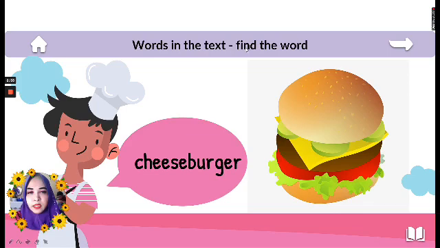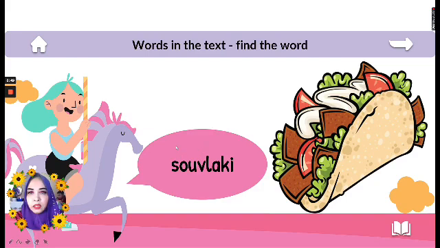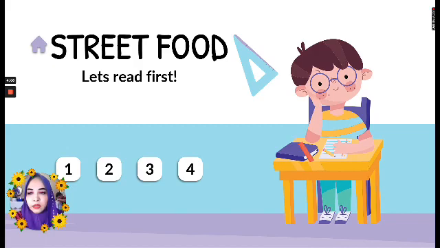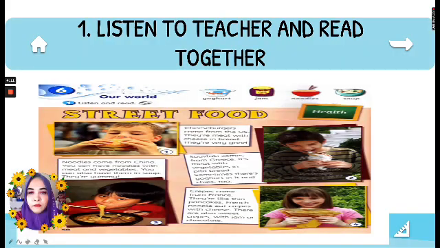Now the words that are in the text. When we read the text, you have to find these words also. Cheeseburger. C-H-E-E-S-E-B-U-R-G-E-R. Cheeseburger. Burger cheese, burger keju. And then souvlaki. S-O-U-V-L-A-K-I. Souvlaki. Then you have to find also crepes. C-R-E-P-E-S. Crepes. Okay, that's all. So let's try and read the story first.